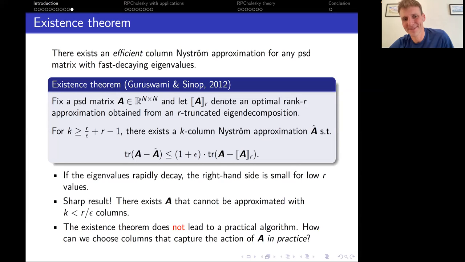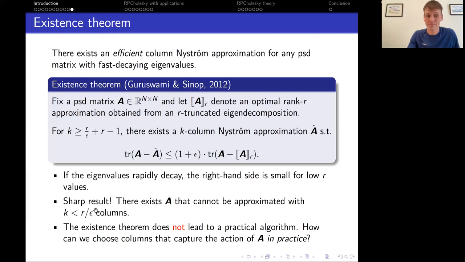It's amazing. The right-hand side is small if these eigenvalues are decaying exponentially. Imagine the eigenvalues are e to the negative i for the ith eigenvalue. Take R to be like 10 or 100. This object is going to be order e to the negative 10, e to the negative 100. You have a fantastically good approximation, even taking epsilon equal 1. So you basically just need like 2R columns and you can get a fantastically good approximation. 20 columns, 100 columns, 200 columns.